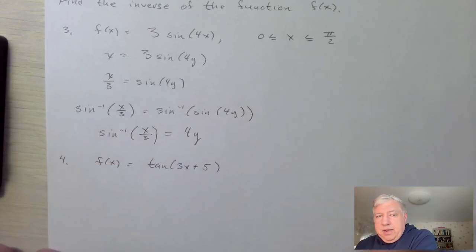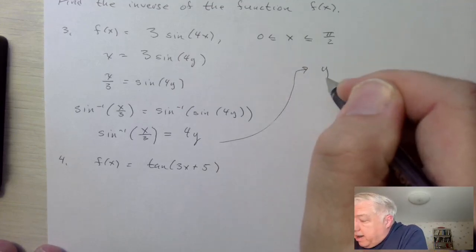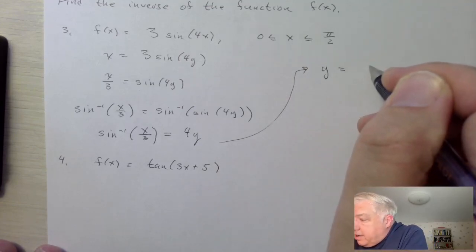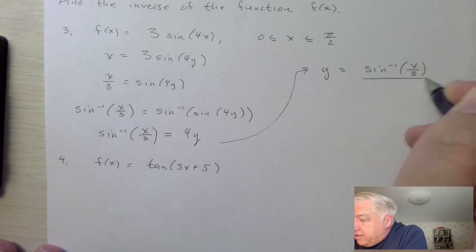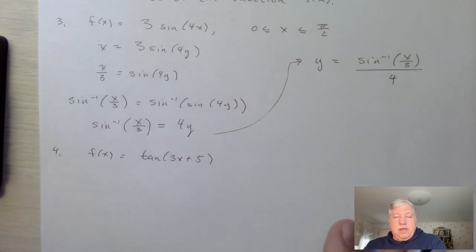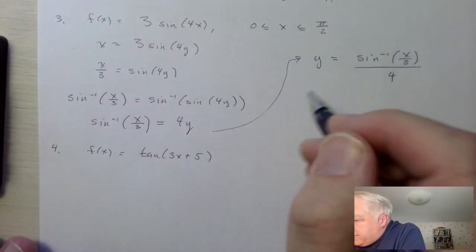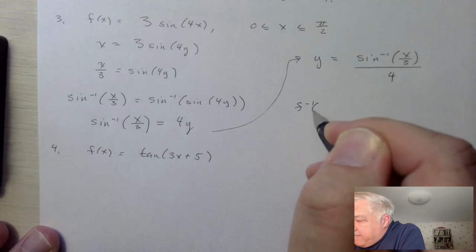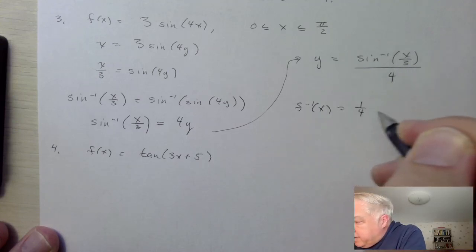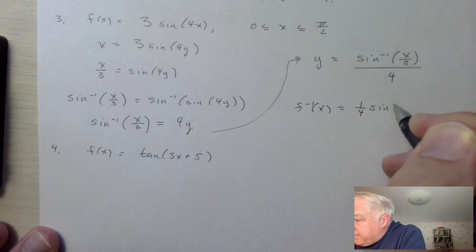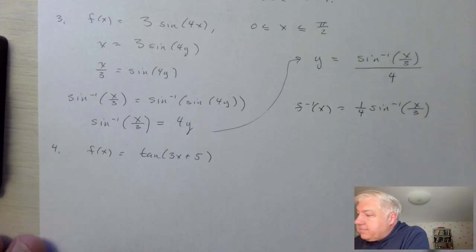Then we just divide by 4, and we get y is the inverse sine of x over 3, divided by 4. That expression is going to be our f inverse of x. So f inverse of x, we can bring this 4 up here as a 1/4, and this will be inverse sine of x over 3.